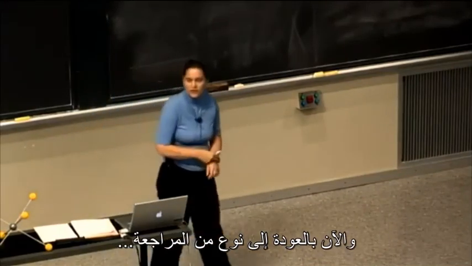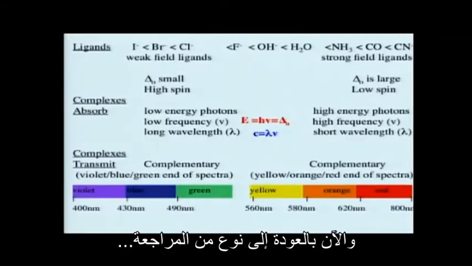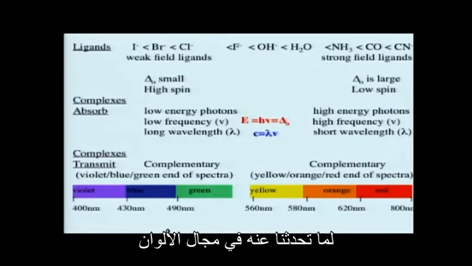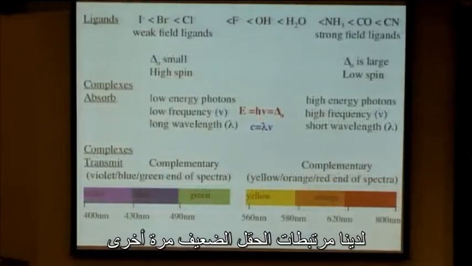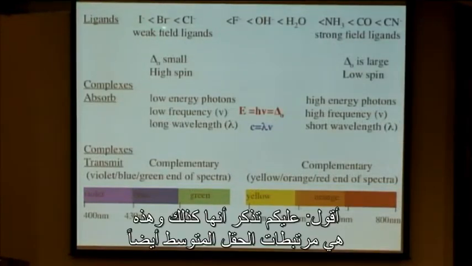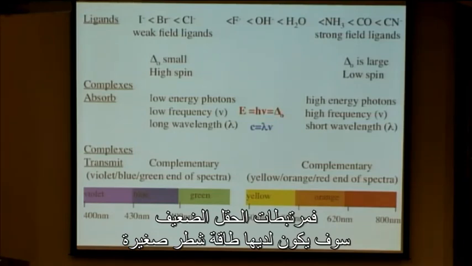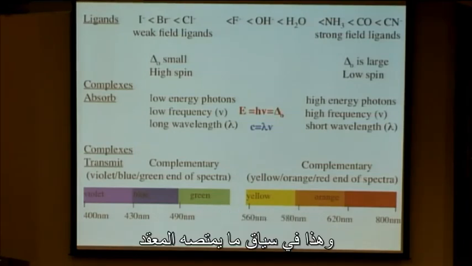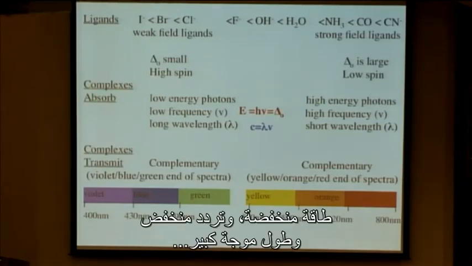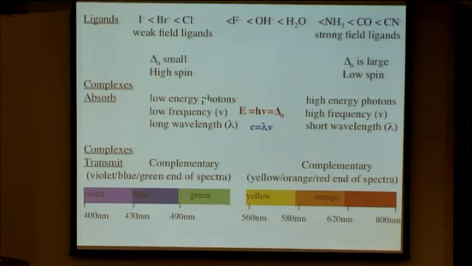All right, so getting back now to just kind of review what we've talked about in terms of colors. So we have our weak field ligands. Again, you need to memorize what they are. You have your intermediate field ligands, which you need to memorize, and also your strong field ligands. So these weak field ligands, you're going to have a small splitting energy, and that means that in terms of how the complex absorbs, low energy, low frequency, long wavelength, and that the color transmitted will be complementary.